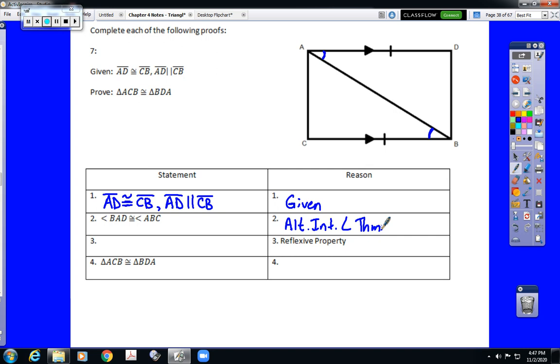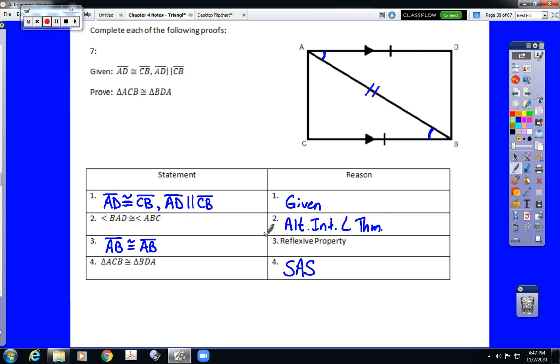Finally, in step 3, it says reflexive property. We notice that these 2 triangles are sharing a side, in this case side AB, so we are able to use the reflexive property to state that AB is congruent to AB. Notice what that gives us in the picture. We have our 3 required pieces of information: the top triangle, side, angle, side; bottom triangle, side, angle, side. So we have finished this proof under the auspices of the side angle side congruence postulate.